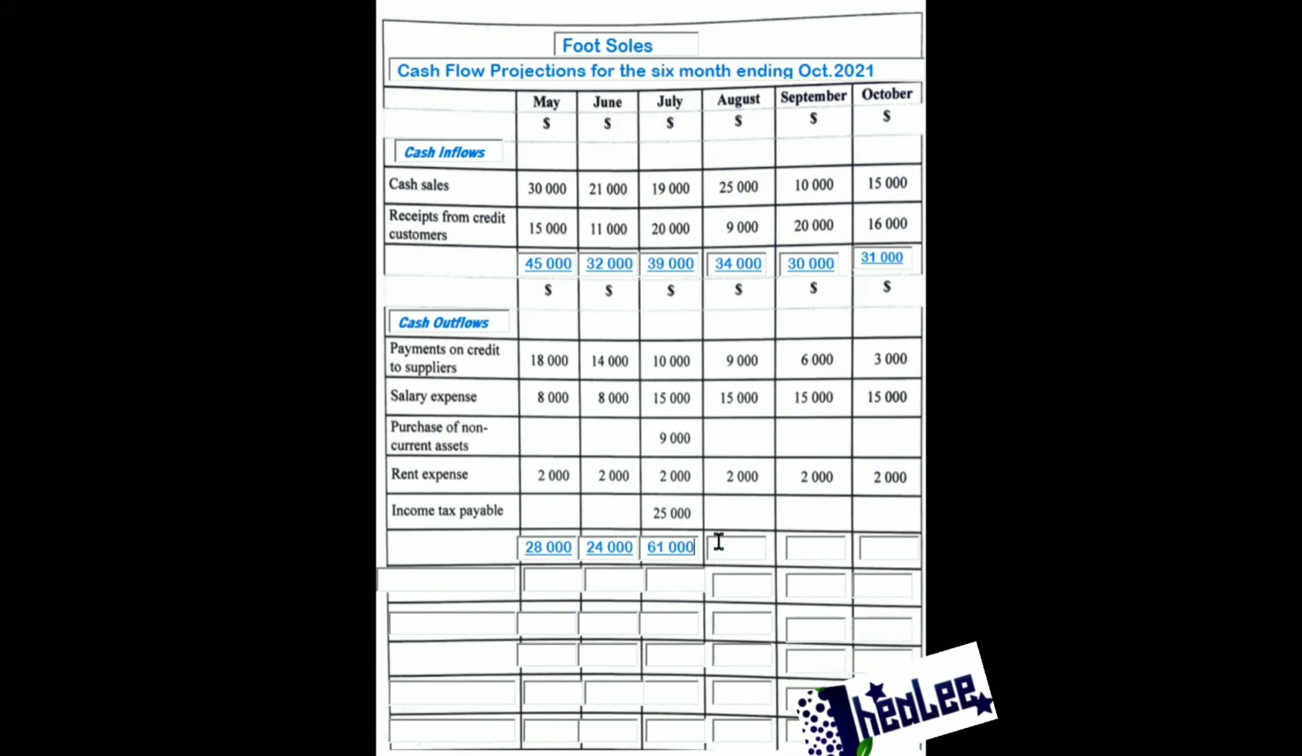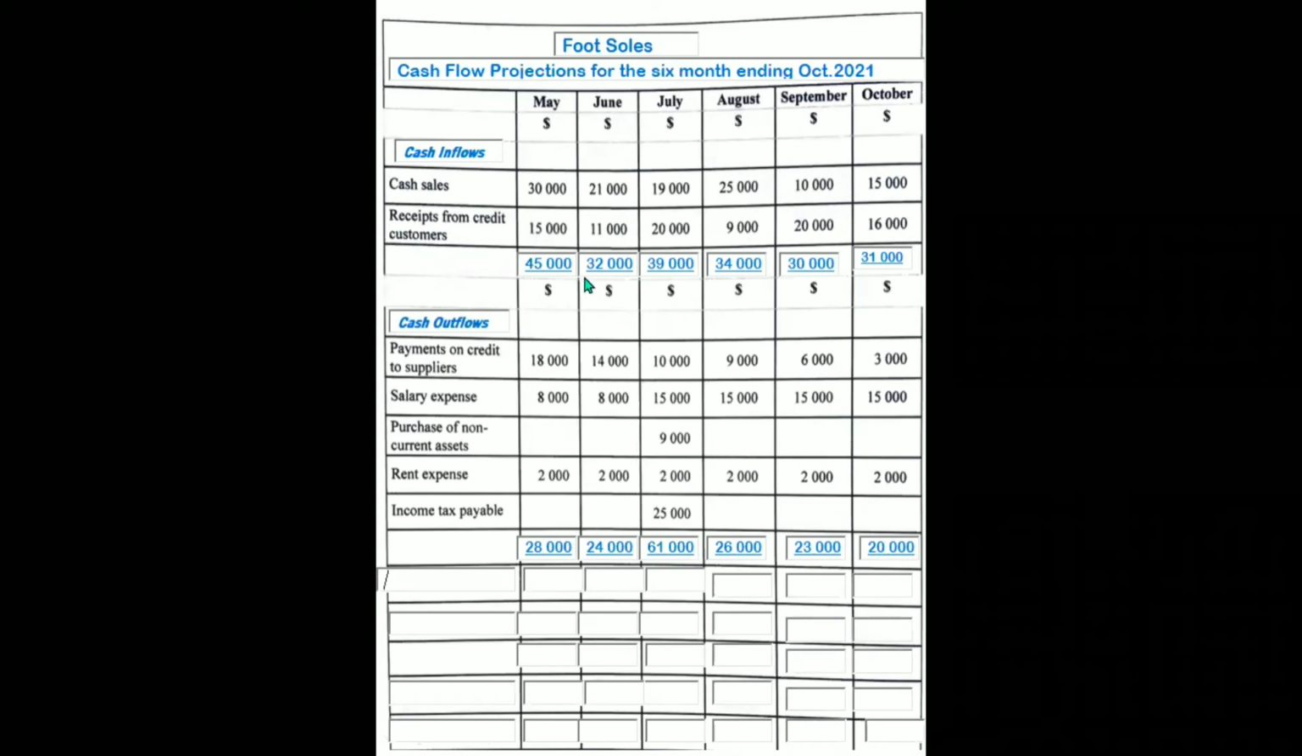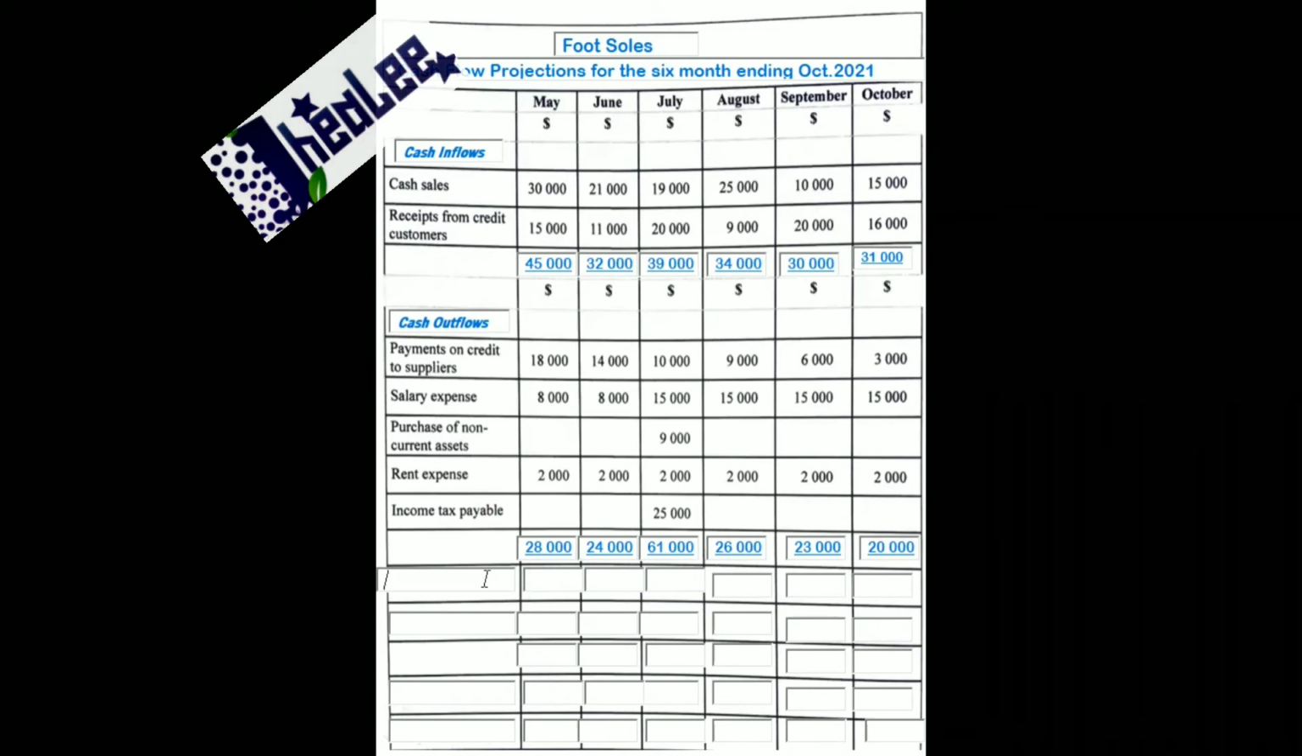61,000. August payment total is 26,000. September, we have a total of 23,000 for payments, and for October, we have a total of $20,000. Note that we have the totals for each month for receipts and for the payments.